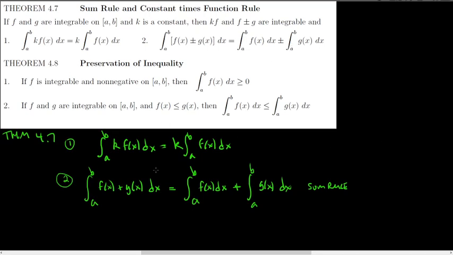And of course, it works as a difference rule as well. For example, if this k here were -1, then you can apply the sum rule and the constant function rule and just subtract. So it also works if you're subtracting. So it's the sum or difference rule.